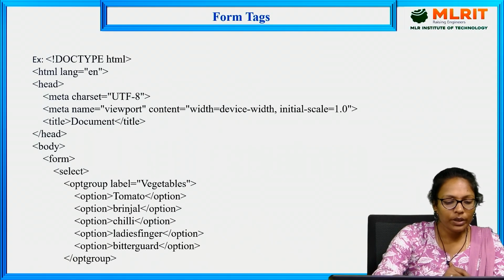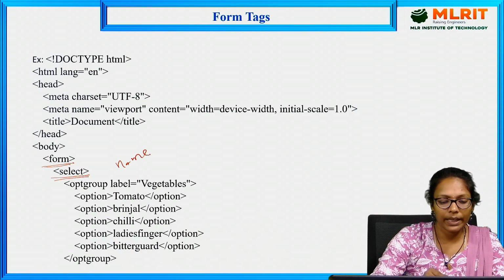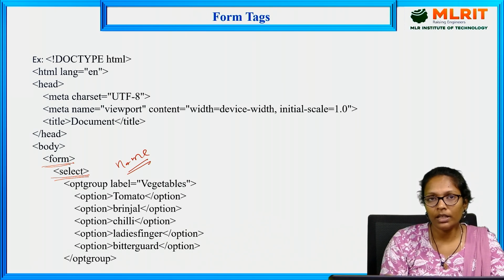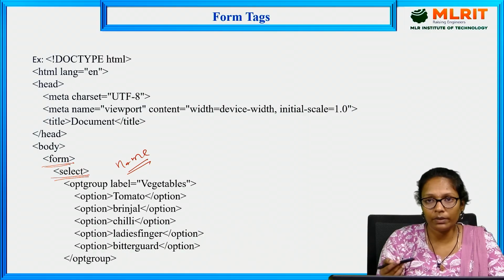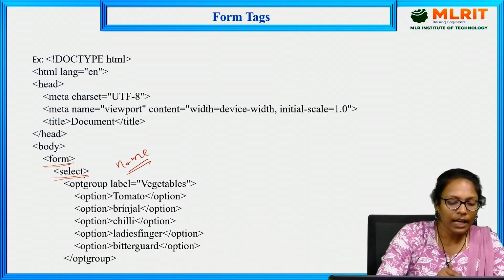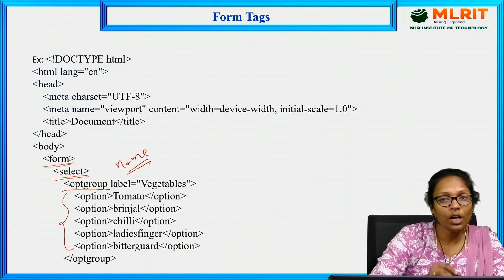So the same program within the form tag, I am writing the select tag. For the select tag, of course, you can give a name. It's not mandatory, but you can also mention select name is equal to vegetables and fruits. You can give any name for your select tag. After the select tag and before creating these options, I am writing a tag called optgroup.